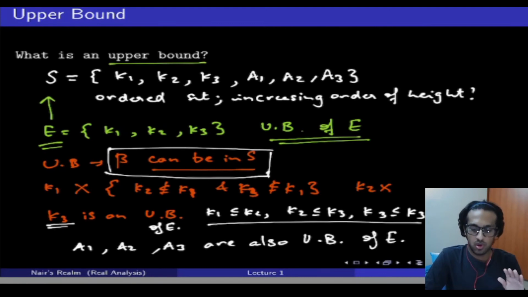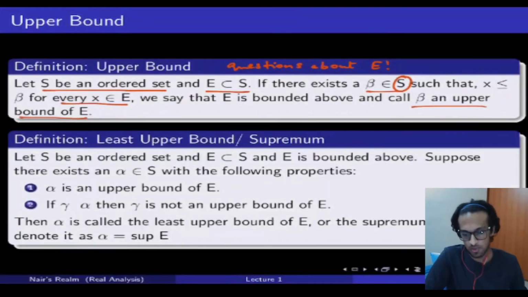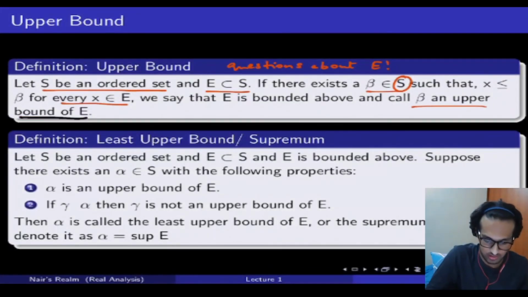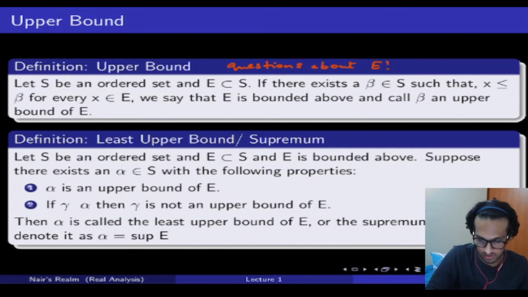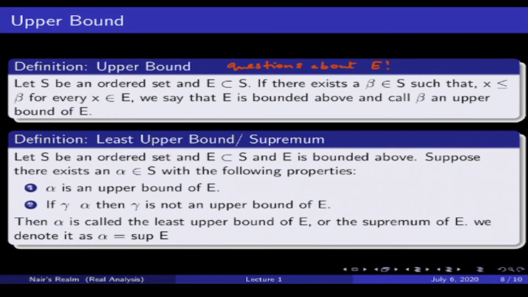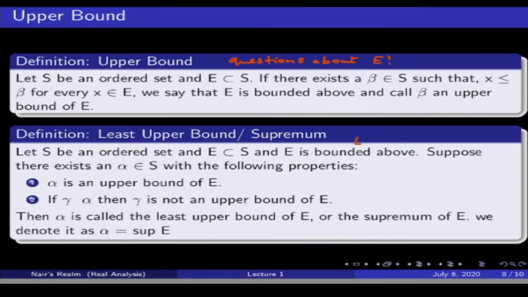Now comes a very important thing. Now that we've understood what an upper bound is, I'm just going to erase this so that it's clear and you can read it. Now we move on to the least upper bound, or the supremum, which is something that all of you would have heard of before. So let S be an ordered set, E be a subset of S, and E is bounded above. These are the premises under which we are talking about this particular definition.